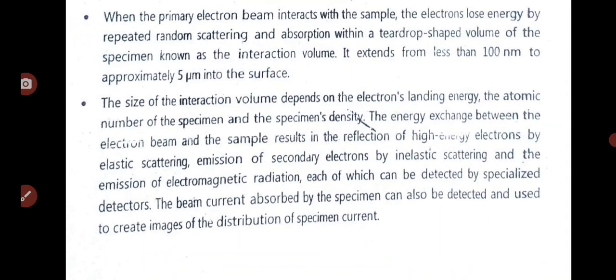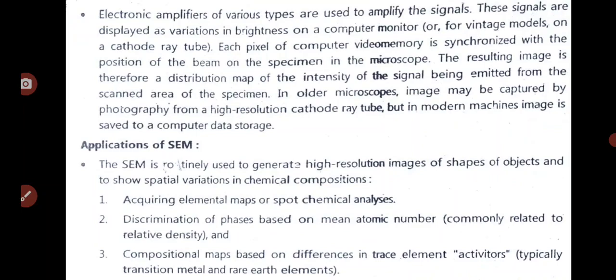emission of secondary electrons by inelastic scattering, and the emission of electromagnetic radiation, each of which can be detected by a specialized detector. The beam current absorbed by the specimen can also be detected and used to create an image of the distribution of the specimen current. So this is the working principle of the scanning electron microscope, and electronic amplifiers of various types are used to amplify the signal.